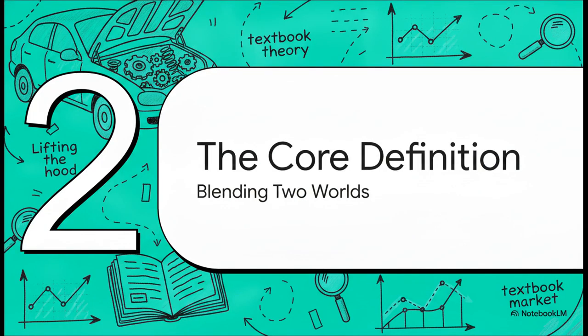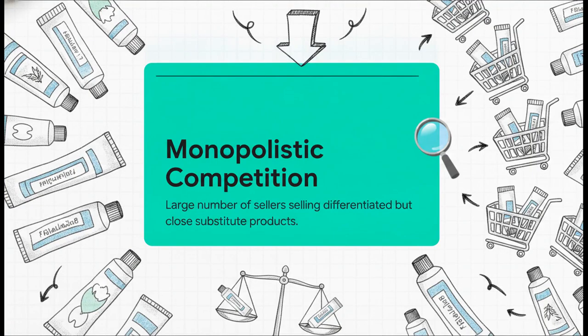Which brings us right to Section 2, the core definition. Let's lift the hood on this toothpaste paradox and look at the actual textbook theory driving it. The economic term for what you're experiencing in that aisle is monopolistic competition. Now, what's really fascinating here is the exact phrasing. It's a market with a large number of sellers offering somewhat differentiated products that are close substitutes. Notice it doesn't say perfect substitutes. Actually, scratch that. They are definitely not perfect. They're close, but not perfect. It's this incredibly specific environment where tons of companies are fighting tooth and nail for your dollar, but each one offers something just a tiny bit unique.